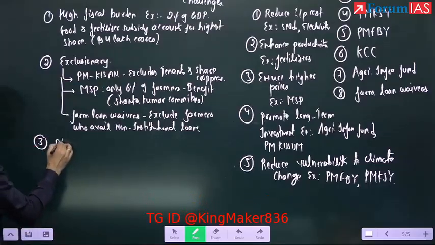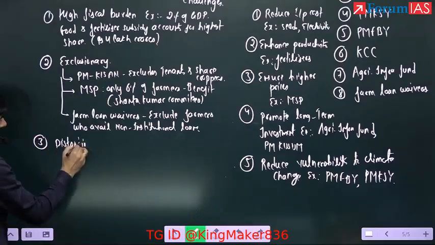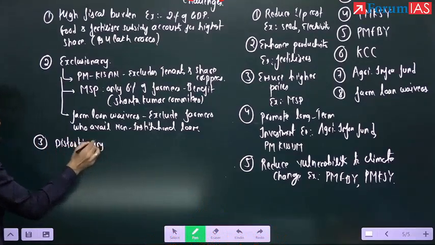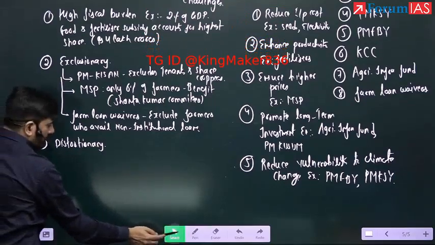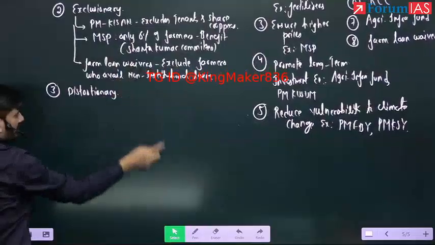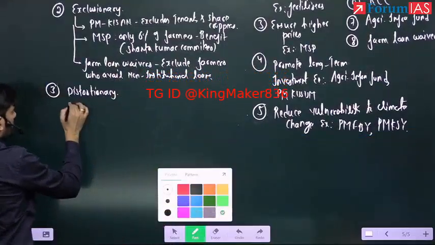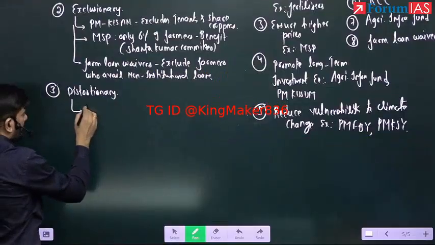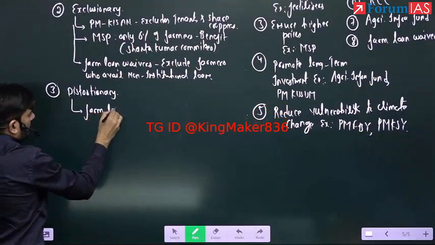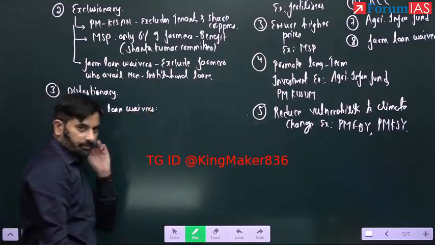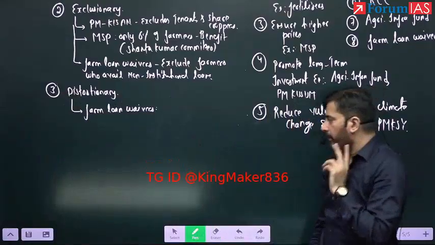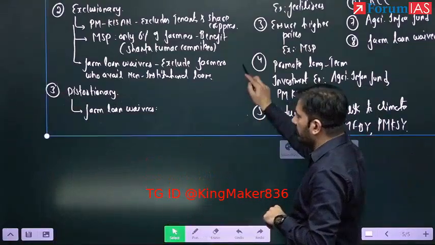Third, is distortionary. Distortionary का मतलब ये है, it is having an effect on the other sectors. Even though we are giving subsidies in agriculture, it is distortionary because it is affecting other sectors. For example, farm loan waivers. Please pay attention with respect to farm loan waiver.